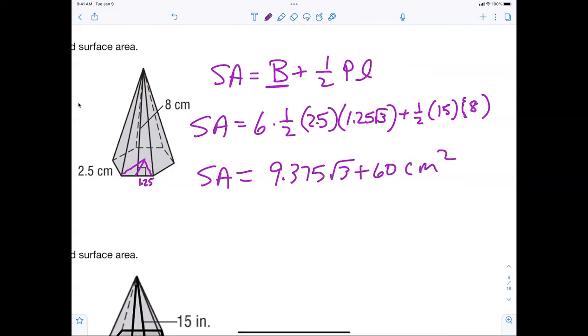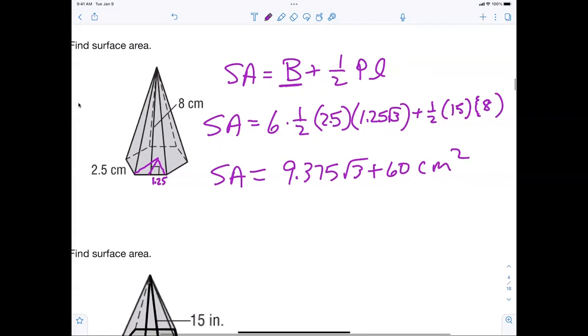There you have it. Yes. 15 is the perimeter, 2.5 times 6. You agree with that? 2.5 times 6 is 15. Anybody?